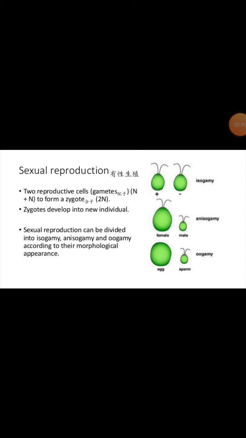See, isogamy is morphologically and physiologically similar in nature. Anisogamy is either morphologically or physiologically dissimilar. And oogamy is both morphologically and physiologically dissimilar in nature. This is called oogamy. So depending on the gamete nature, the fusion is involved in sexual reproduction.